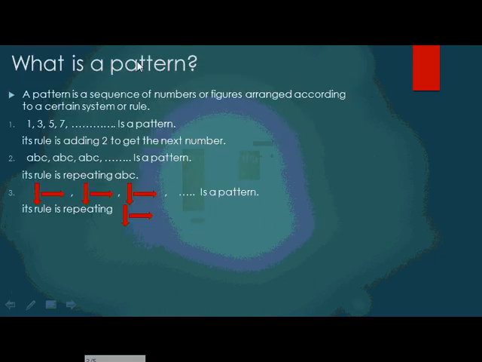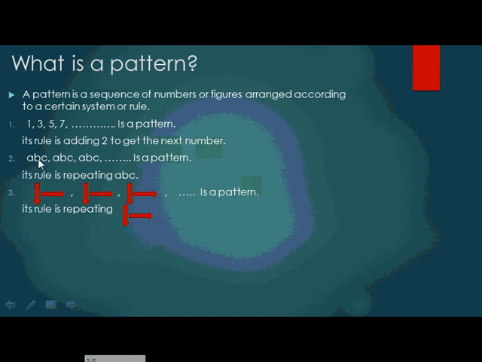What is a pattern? A pattern is a sequence of numbers or figures arranged according to a certain system or rule. Like we have here, 1, 3, 5, 7 is a pattern. Its rule is adding plus 2. So if I'm going to add 1 plus 2, it will give me 3. 3 plus 2, give me 5. 5 plus 2, give me 7. And 7 plus 2, give me 9, and so on.